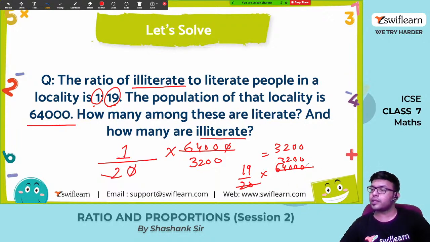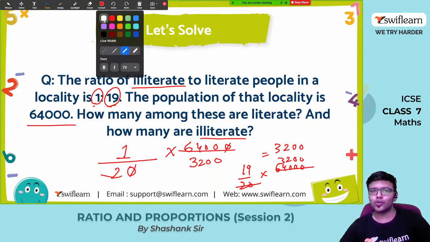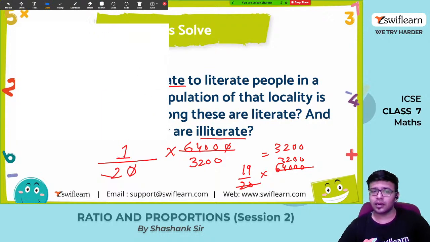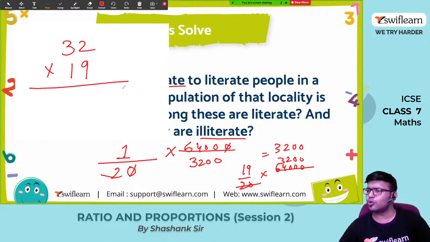We also teach Vedic math students, so we can use a Vedic math trick. Let me teach you a simple Vedic math multiplication technique. I want to multiply 19 times 32. Actually, I want 3200, so let us first multiply 19 times 32. You can do this in 3 seconds, guys.